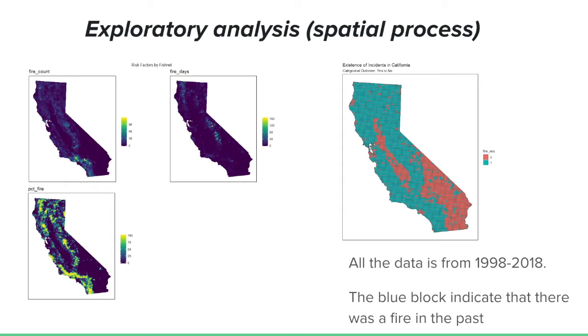Firstly, we will create a fishnet map. We will convert the data into this fishnet map and find out the risk index for each grid cell. And we will also create a map which indicates which grid cells had a fire in the past. Here, we collect all data from 1998 to 2018. The blue blocks indicate that there was a fire in the past.